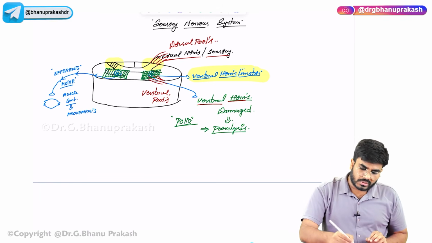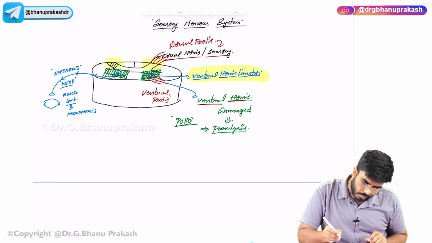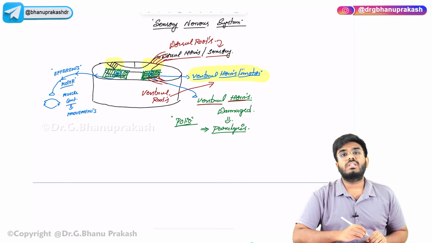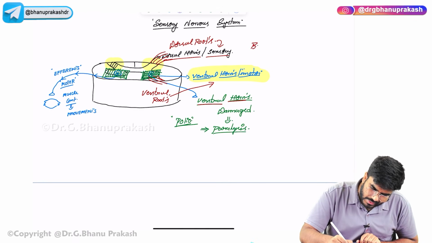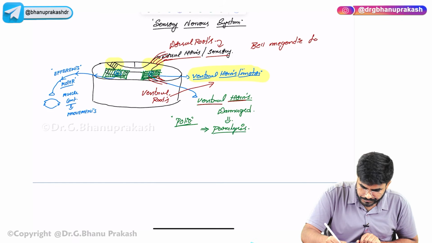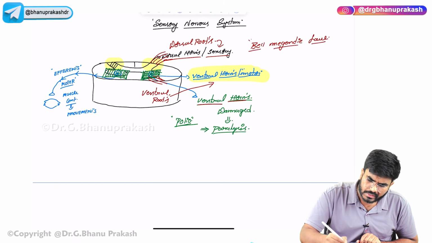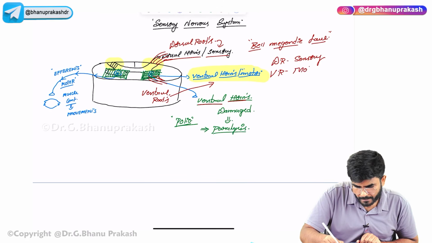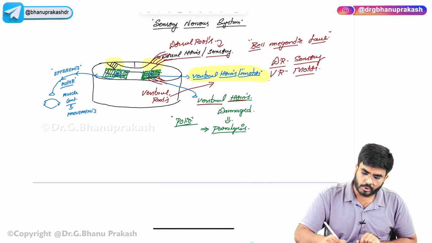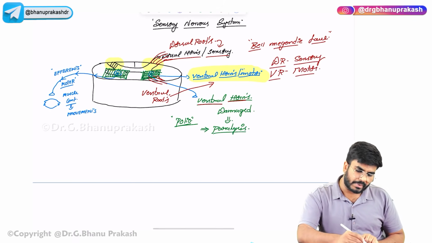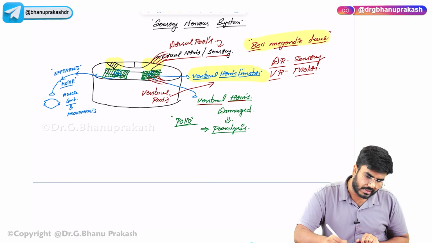Dorsal roots are sensory, no doubt, and ventral roots are motor in nature. This law is called Bell-Magendie's law. What exactly does Bell-Magendie's law tell you? Dorsal roots are sensory and ventral roots are motor, which means the dorsal root contains the sensory neurons and the ventral roots contain the motor neurons. That's called Bell-Magendie's law, which is important for your exam.